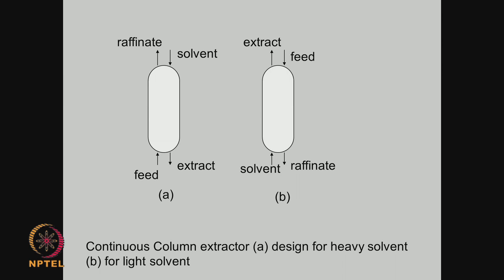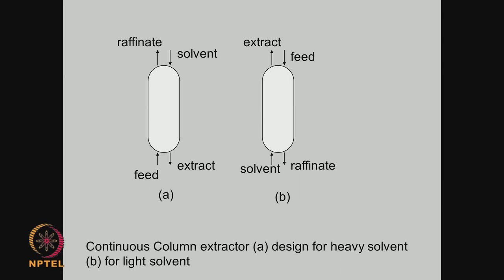Another type is the column extractor, which occupies less space. You can see the tall columns here, with the solvent coming in here, and in the other case the solvent coming from the bottom. If the solvent is light, then the relatively heavy feed will come from the top and the solvent from the bottom. If the feed is heavier than the solvent, then the feed comes from the top actually, okay.